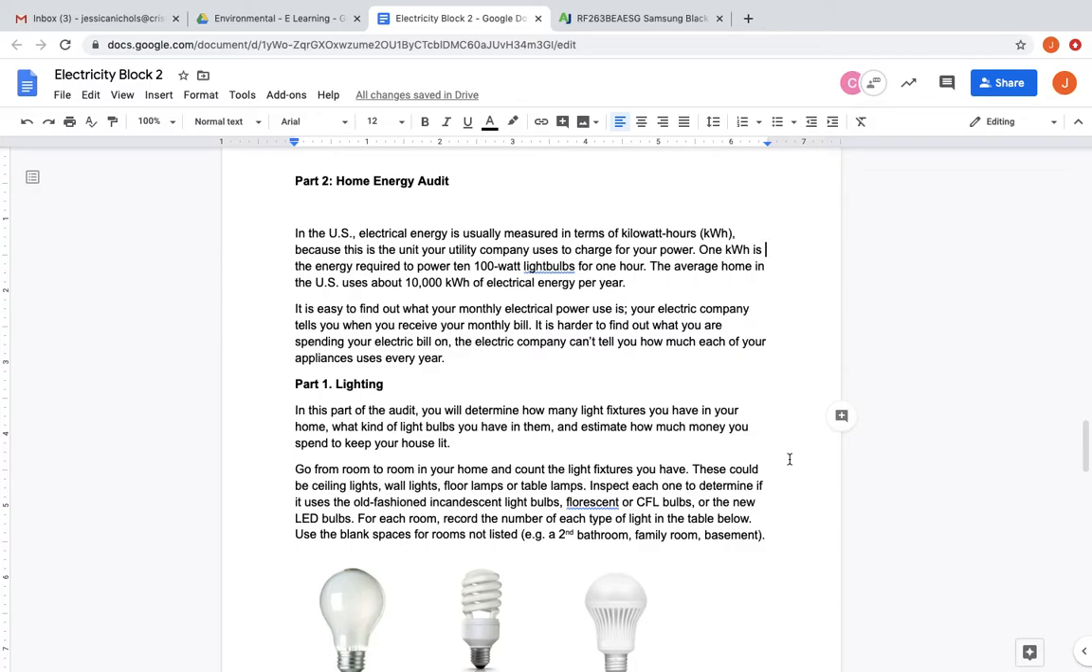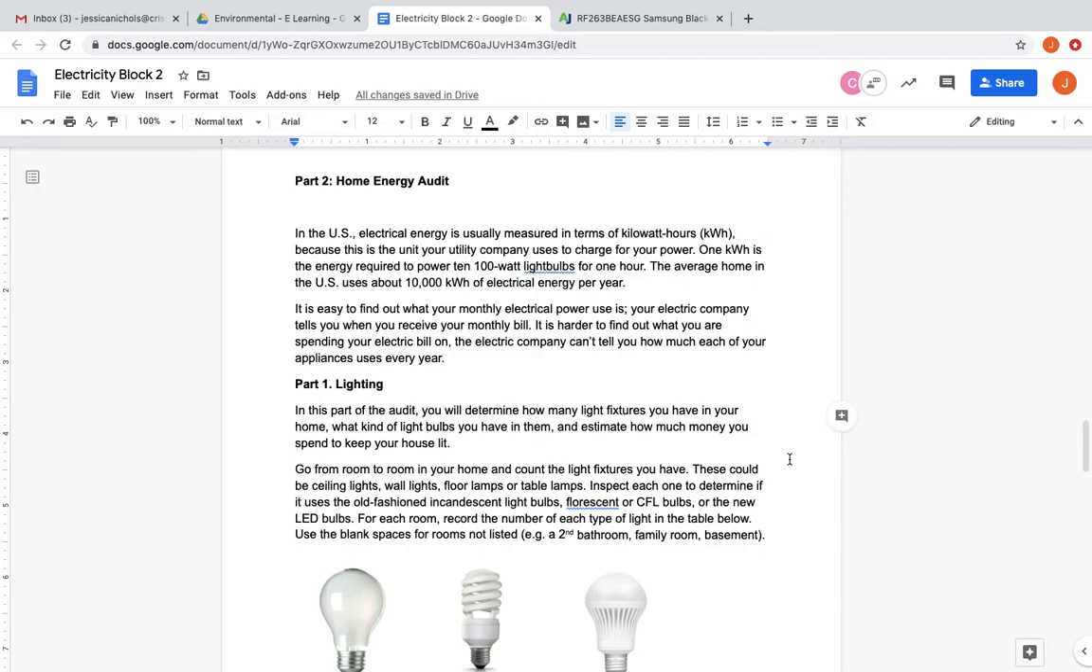So in the US, electrical energy is usually measured in kilowatt hours because this is the unit your utility company uses to charge you. You learned that in your last electricity bill, that they charge you per kilowatt hour. One kilowatt hour is the energy required to power ten 100-watt light bulbs for 1 year. So that's the basis of the kilowatt hour. One average home in the US uses about 10,000 kilowatt hours of electrical energy per year.